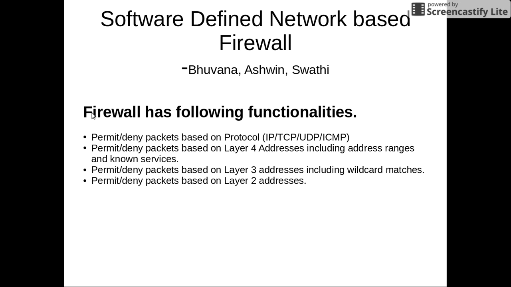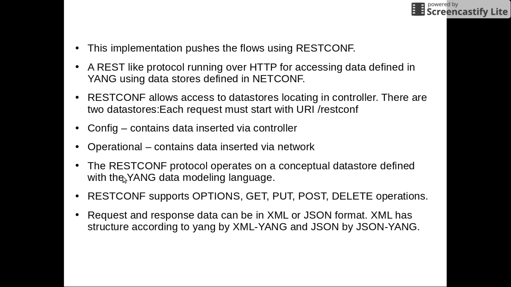The firewall has the following functionalities: permit deny packets based on protocol, permit deny packets based on layer 4 addresses, permit deny packets based on layer 3 addresses, permit deny packets based on layer 2 addresses. A small gist of the entire implementation.